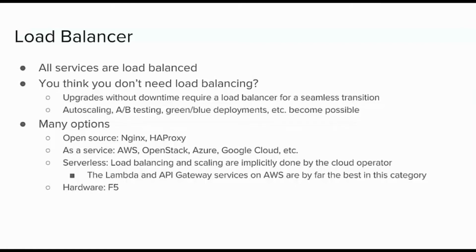For those that are not familiar, the Lambda and API Gateway services in AWS are the best example. And it's probably the only one that supports Python. I'm not sure if the other serverless options do. I don't think they do. And then finally, if you need to go nuts on load balancing, there's the hardware option. You can buy a box that load balances, and at least at work at Rackspace, the F5s are the ones that they always found to be very reliable.